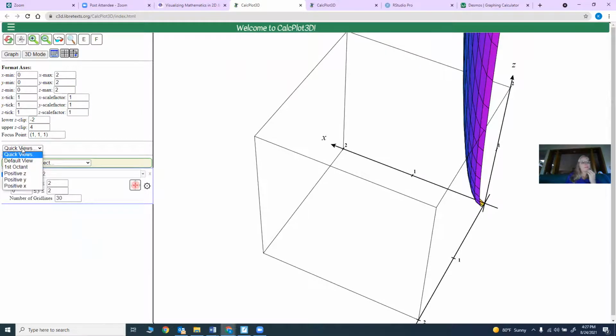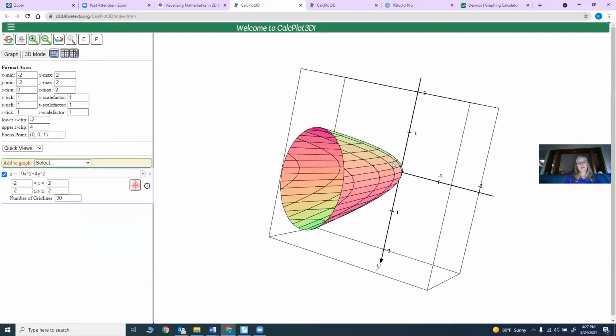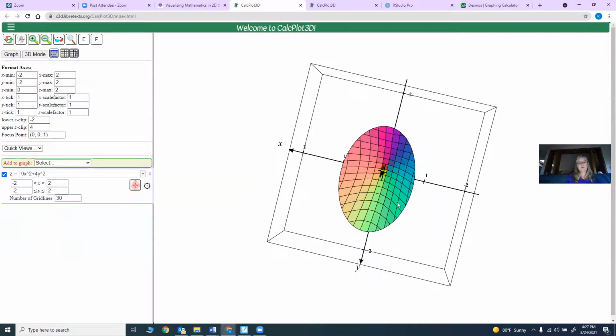So you can just pick the first octant if you want, or positive z's. So let's pick the positive z's. And now you can see it really does look like a cup. So this actually looks very much like a cup. This is known as an elliptic paraboloid because you've got this elliptical shape here. If you were to look down on top of it, you see you have an ellipse.